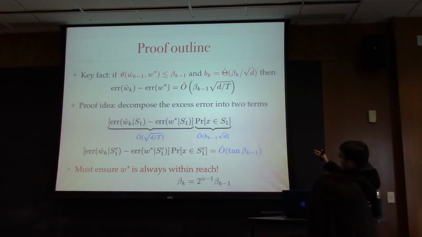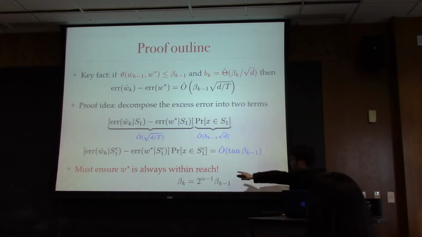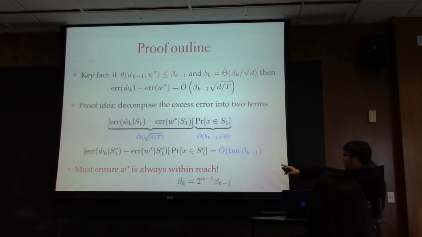Another thing to notice about this proof is that one should make sure the optimal classifier w star is always within reach. This means w star should always be in the search space we considered.